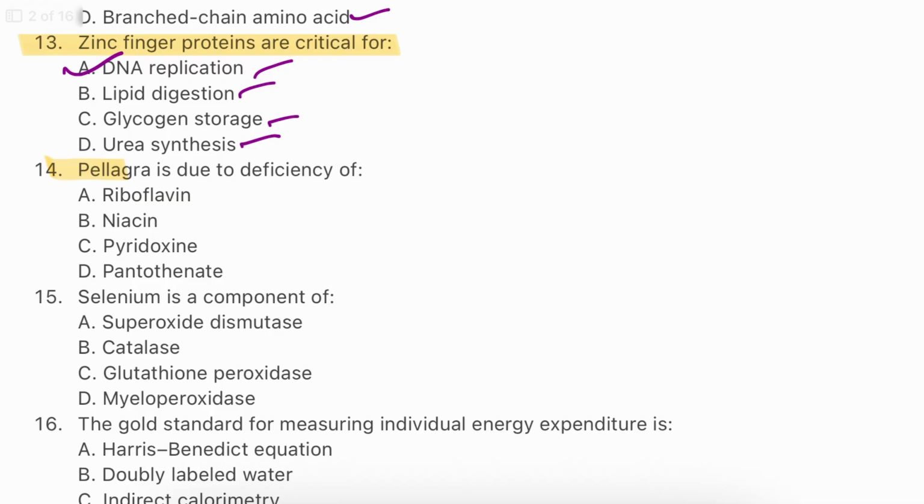Question number 14. Pellagra is due to the deficiency of riboflavin, niacin, pyridoxine, pantothenate. The answer will be B. Niacin. Niacin deficiency leads to pellagra.